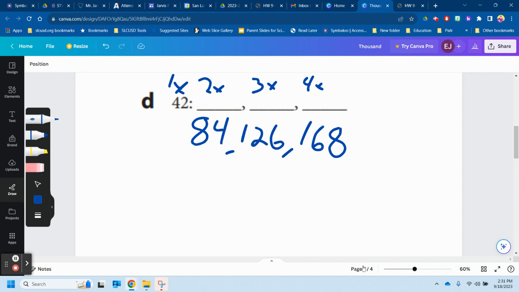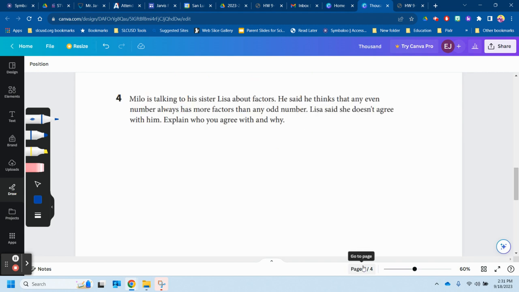All right, so let's go on to the third page. So here's the answer to D. And I think we're at the bottom. So Milo was talking to his sister about factors. He said he thinks even numbers always have more factors than any odd number. Lisa says she doesn't agree with him. Explain who you agree with, and why. Well, if you have a number like 13, the only factor pair you have is 1 times 13. Any even number, you'll have more than that, like 12.